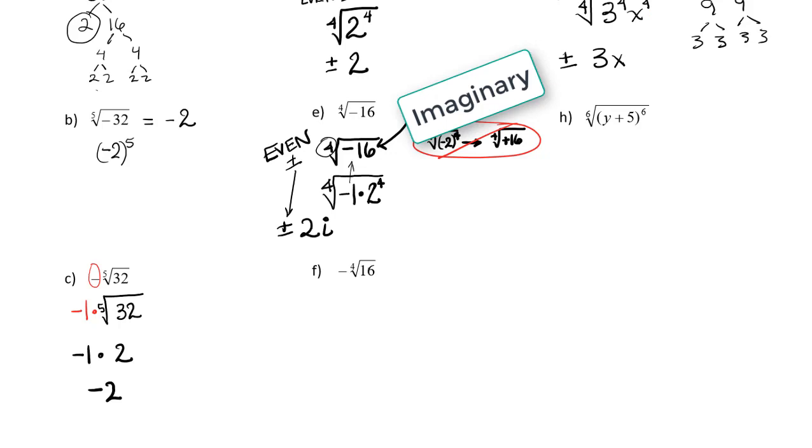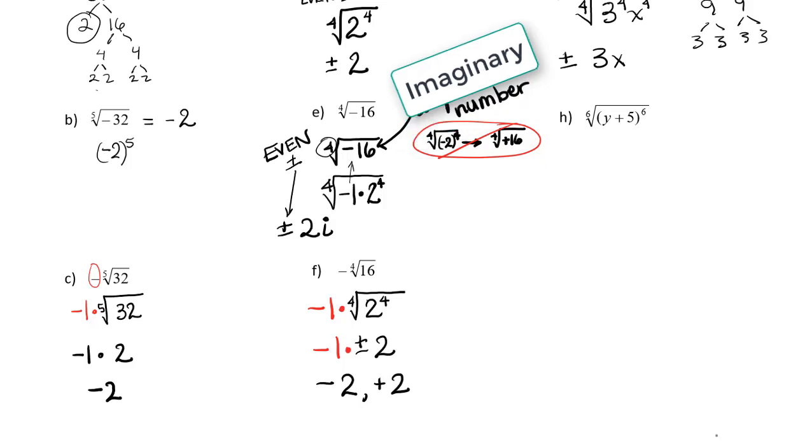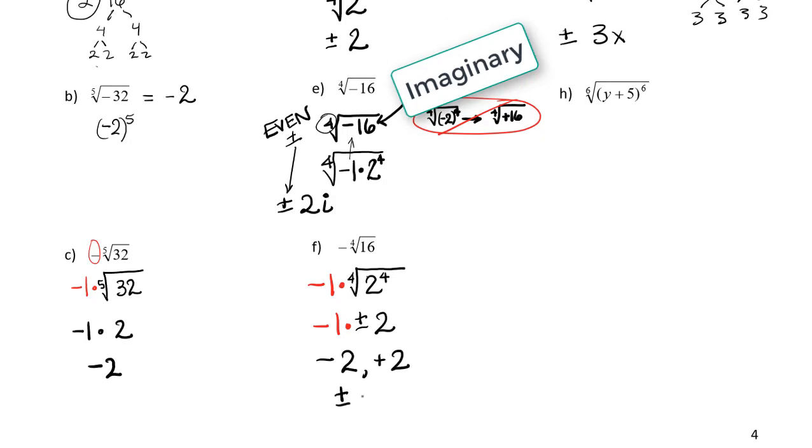F is negative the 4th root of 16. The negative is outside the radical. So we can think of it as a separate operation from the 4th root of 16. Remember, 16 is 2 to the 4th, and so we'll have negative 1 times plus or minus 2. Now, if I have a negative times a positive, that will give me a negative 2. If I have a negative times a negative, that will give me a positive 2. So if I simplify this down, I will still have plus or minus 2.